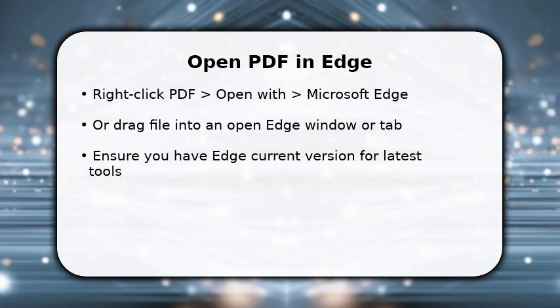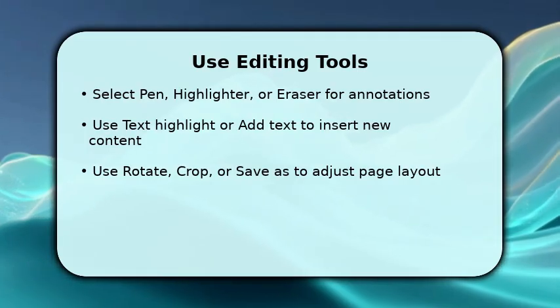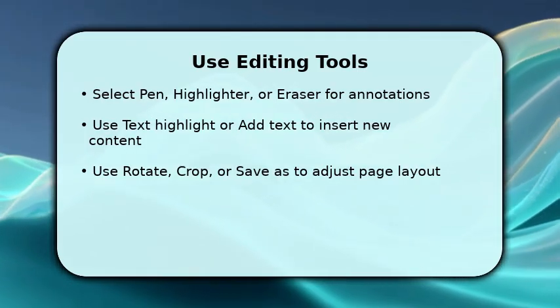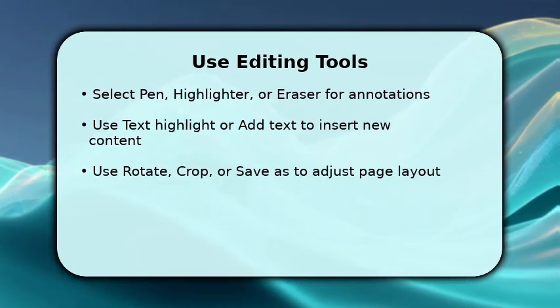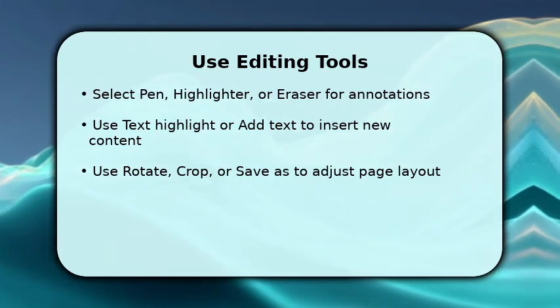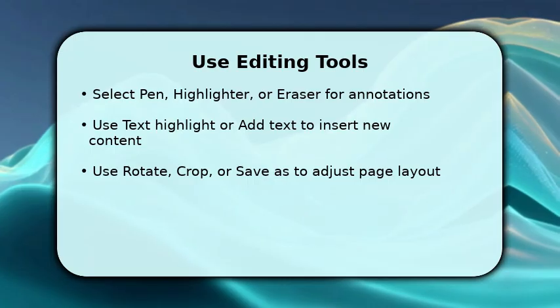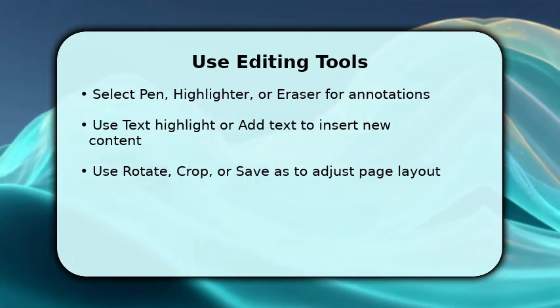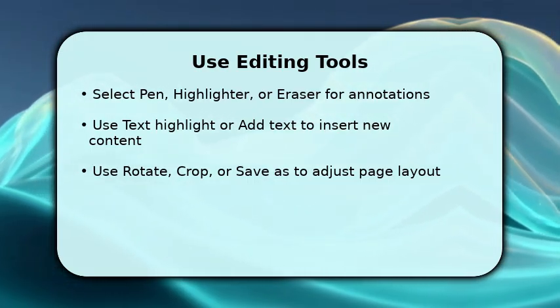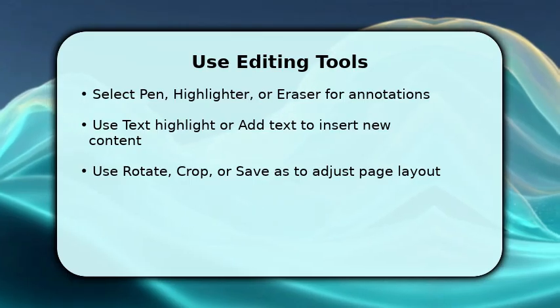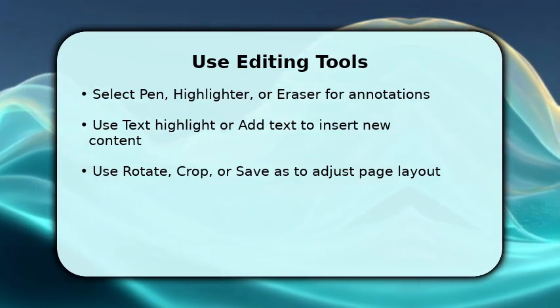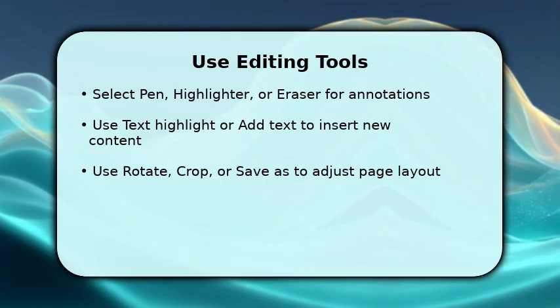Once done opening the file, pick tools from the PDF toolbar, the pen for freehand notes, highlighter for emphasis, and the text tool to add or correct content. Use the eraser to remove pen marks and the comment panel to review annotations. This keeps edits organized. If you need to reorder or remove pages, use the page view icon to drag pages.